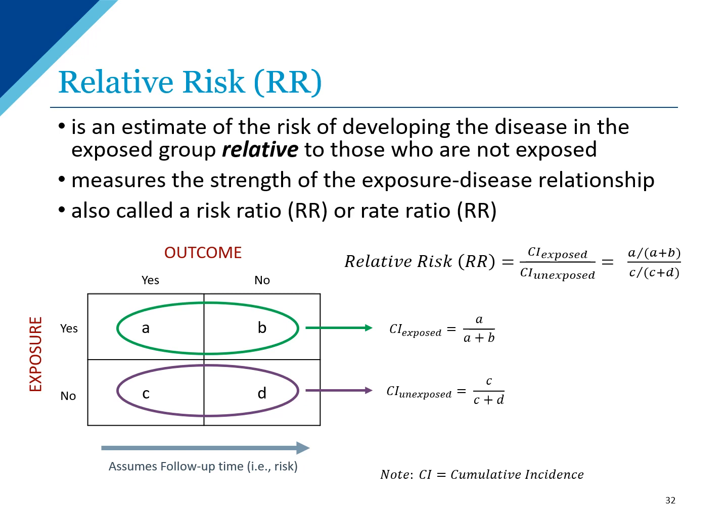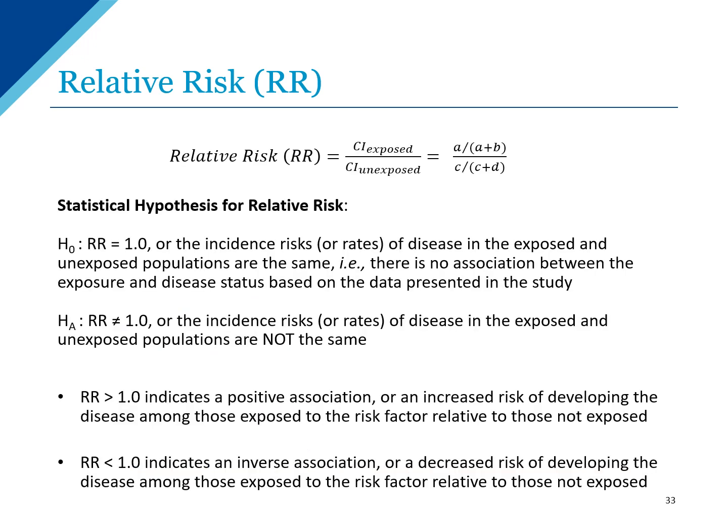Relative risk is an estimate of the risk of developing the disease in the exposed group relative to those who are not exposed. It measures the strength of the exposure-disease relationship. We take the cumulative incidence of the exposed and divide it by the cumulative incidence in the unexposed to get the relative risk. The null hypothesis for relative risk is that the relative risk is equal to 1, or there is no difference between the incidence risk of disease in the exposed and unexposed. The alternative hypothesis is that there is a difference in risk of disease in the exposed and the unexposed.